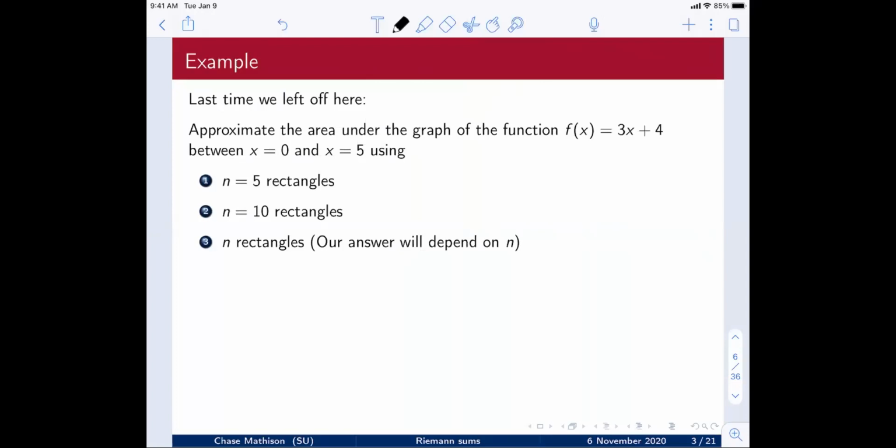Okay, so last time we left off here. Approximate the area under the graph of the function f of x equals 3x plus 4 between x equals 0 and x equals 5 using n equals 5 rectangles, n equals 10 rectangles, and just n rectangles. Our answer then is going to depend on n when we do that.